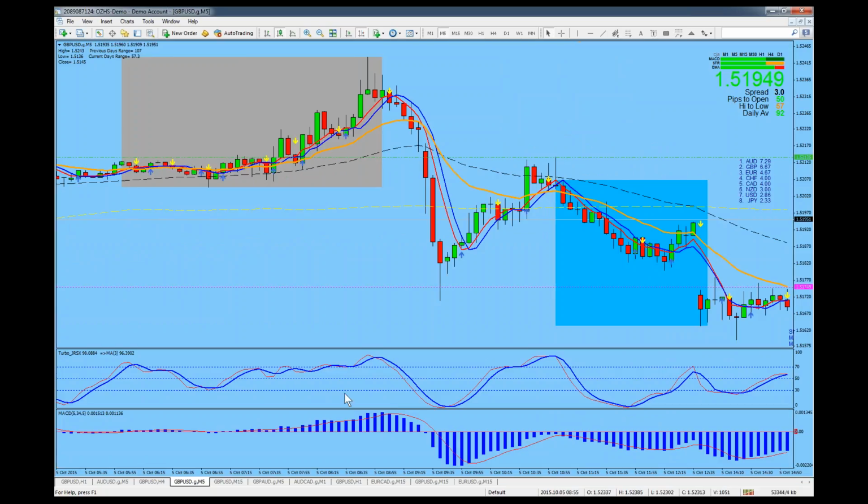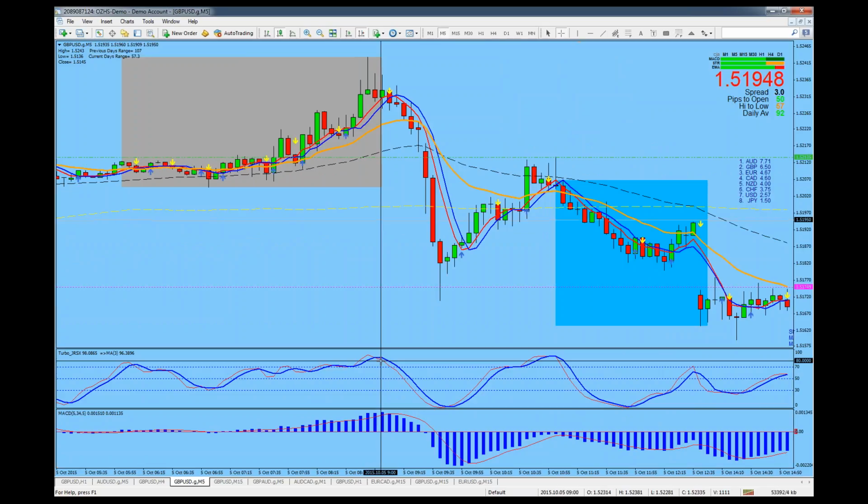And again, looking for divergences. This was an oscillator I designed. This is a Turbo RSX, which is basically your RSI, but ultra smoothed out. And this is a 3 moving average applied to that RSI.